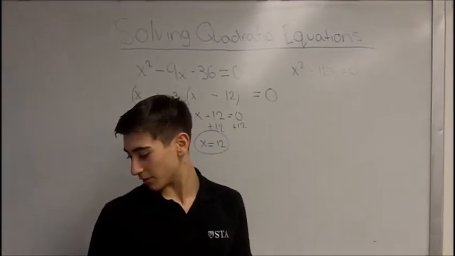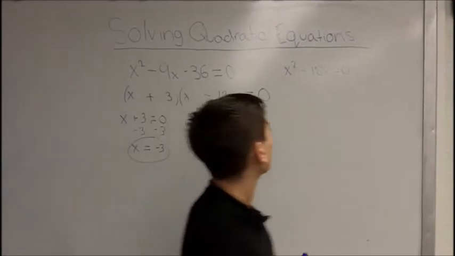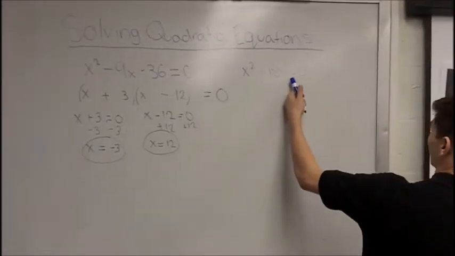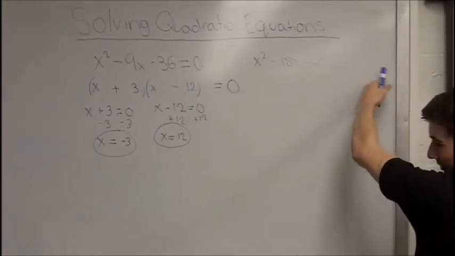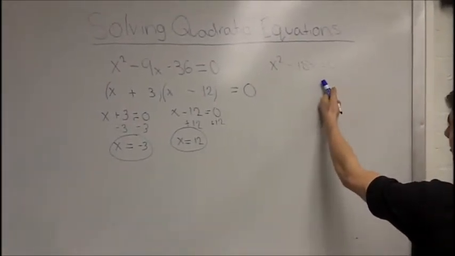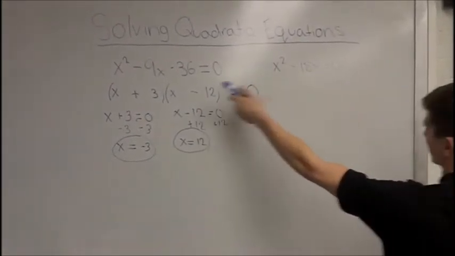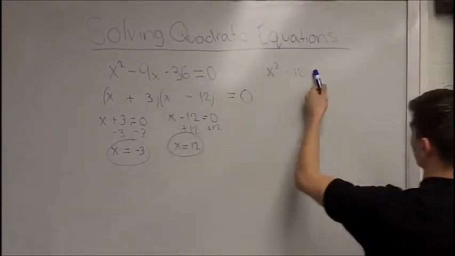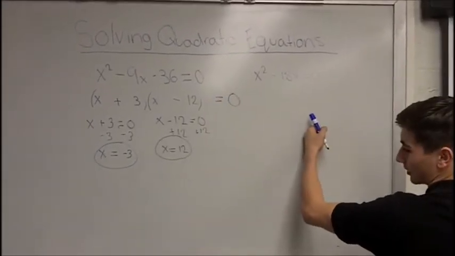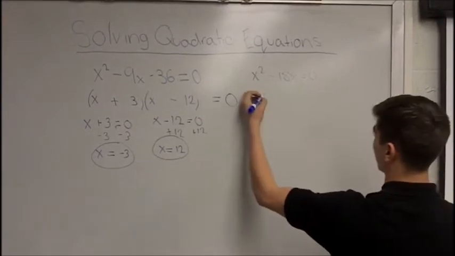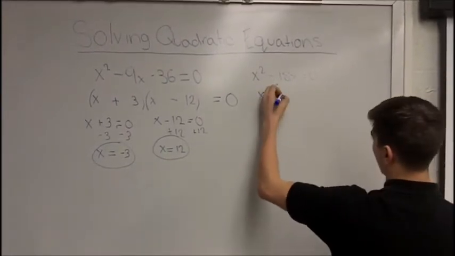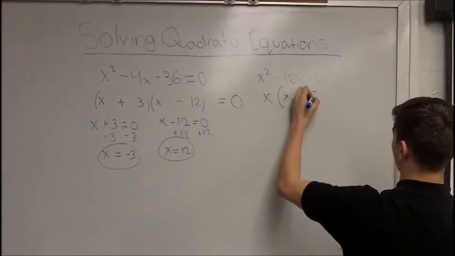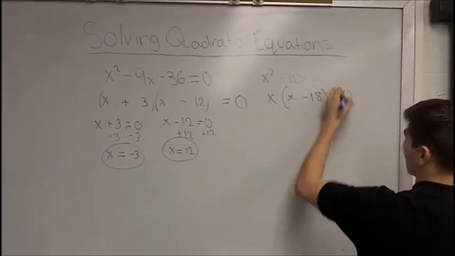For our next problem, we have x squared minus 18x equals 0. As you can see, unlike in this problem where we had 36, there's just 18x here. So we're going to break this into x times (x minus 18) equals 0.